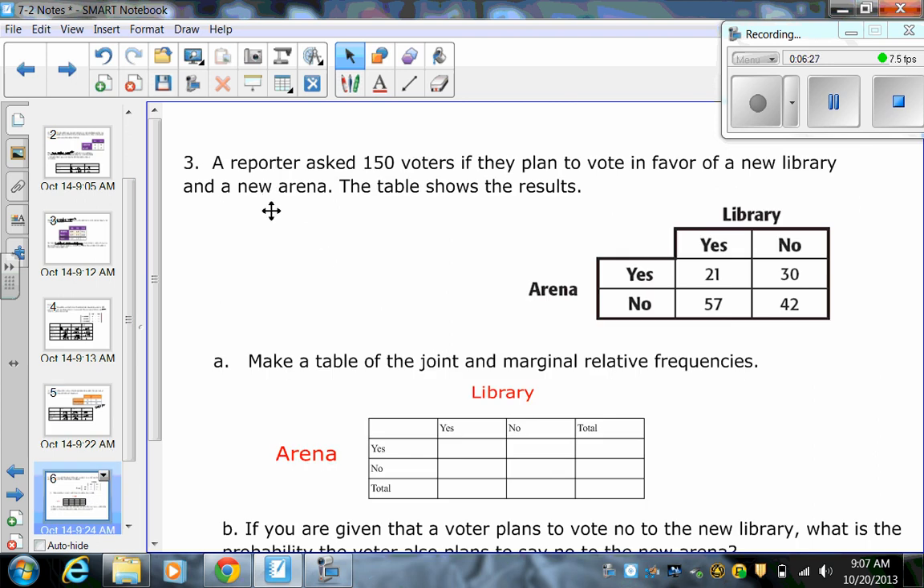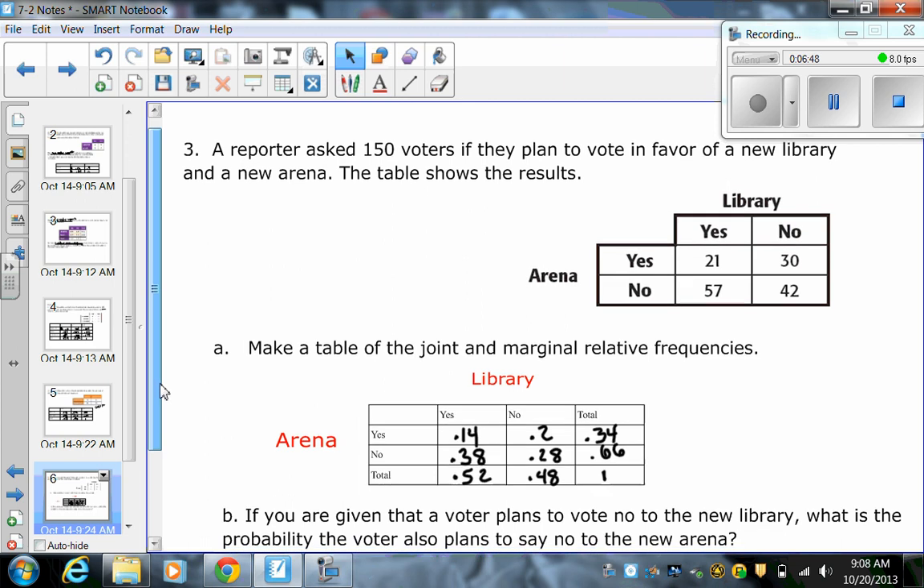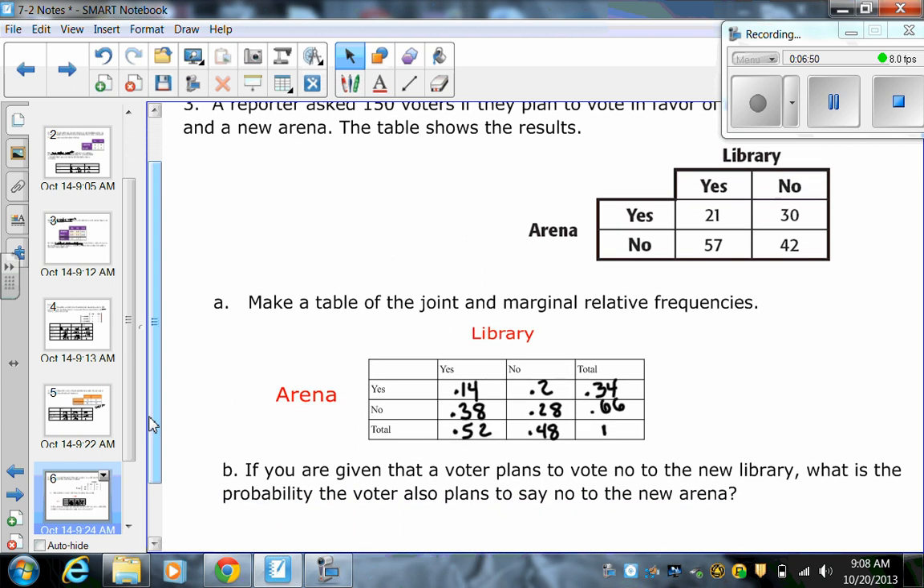Next example says that a reporter asked 150 voters if they plan to vote in favor of a new library and a new arena. The table shows the results. So part A says to make a table of joint and marginal frequencies. Again, I want you to pause the video and do this for yourself. So you should have the following numbers in your tables for part A.